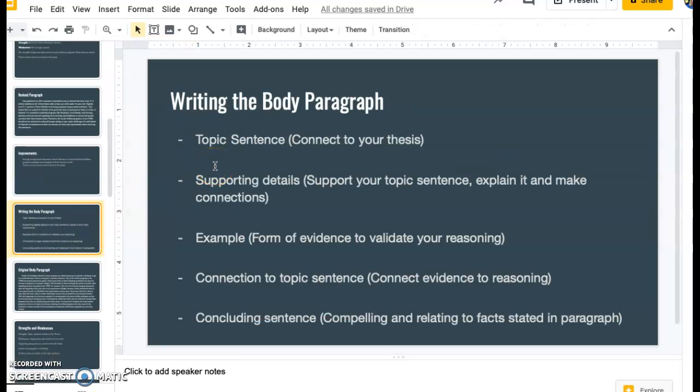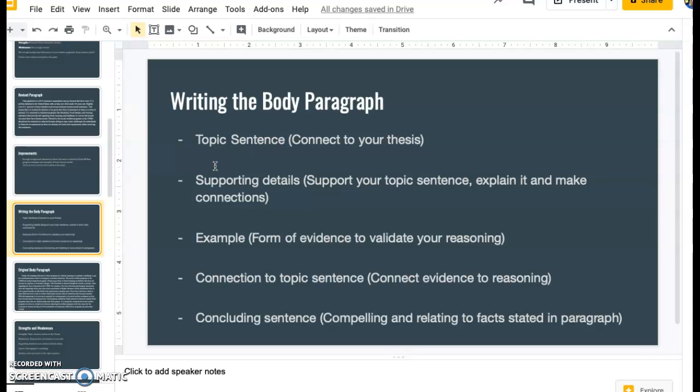Now, writing the body paragraph. So there is a lot of things involved in writing the body paragraph. You'll first need a topic sentence, and this ultimately should connect to your thesis statement. You'll also need supporting details, and this supports your topic sentence. So it explains it, and it makes certain connections so that the reader is pretty familiar with what you're trying to say.